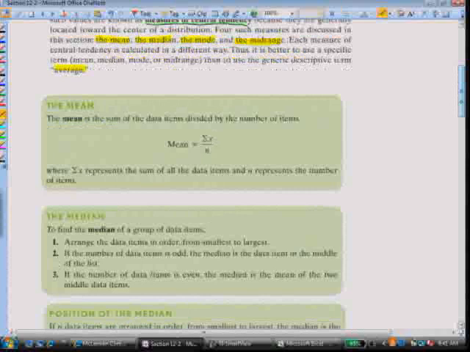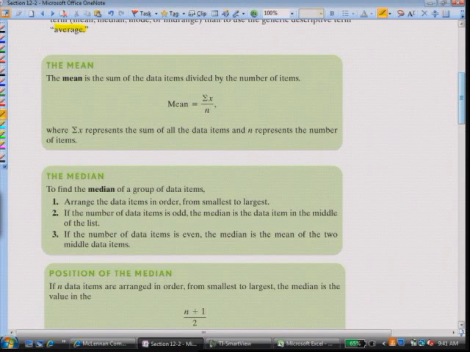Here are the formulas that you'll use in this section. The mean is the sum of the data items divided by the number of items. So you just add them up and divide by n. So this is kind of scary Greek notation. It just means add them up. Add them up and divide by the total number.